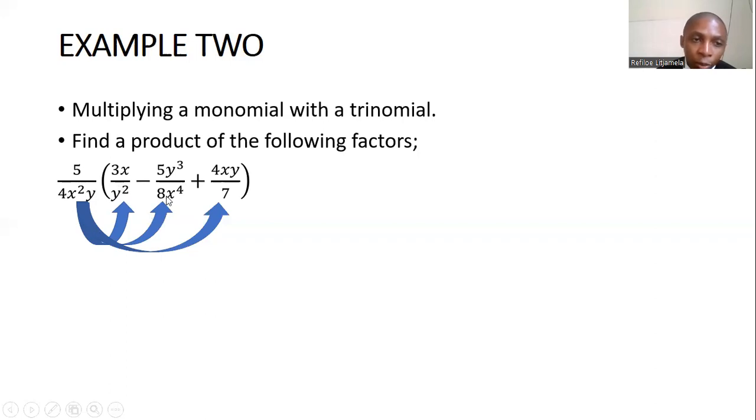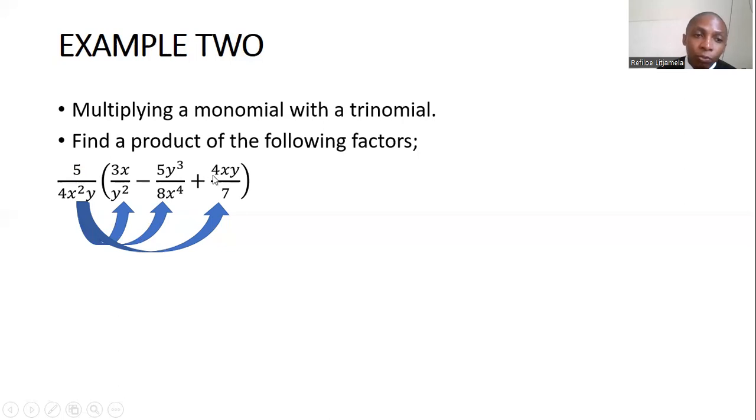Now in the second term, we multiply the monomial with the second term. I will say 5 times 5, that'll give me 25. But it's 5 times 5 y cubed. It'll give me negative 25 y cubed. In the denominator, I have 4 times 8, which is 32. And then I've got x squared times x to the exponent 4. Because I'm multiplying x with x, I will simply add the exponents, which is 2 plus 4, and that'll give me 6, and then I'll have y attached to it.